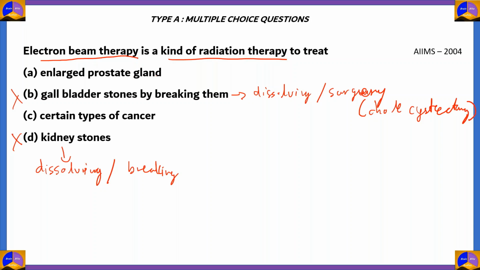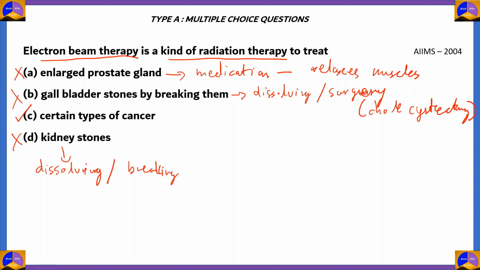What about option A? Enlarged prostate gland. Now, for an enlarged prostate gland, what we use is medication, and this medication relaxes the muscles. So basically, when you have an enlarged prostate gland, you can't urinate properly. So when the muscles get relaxed, you can still start urinating. However, you can't do anything about the gland itself. So option A is incorrect.